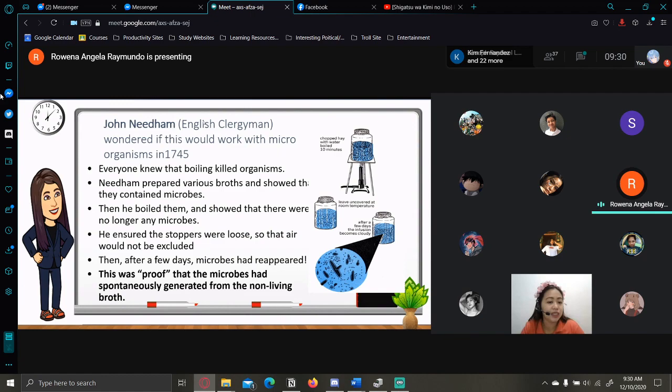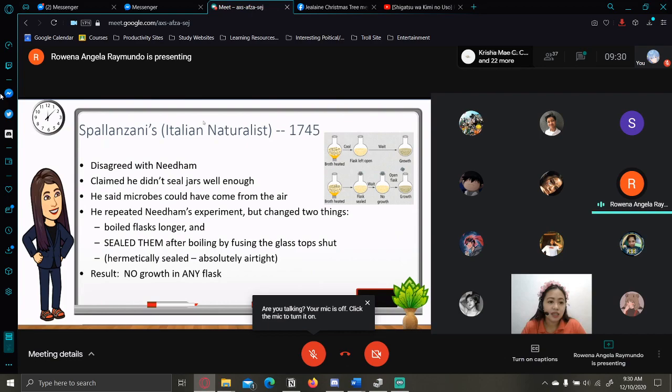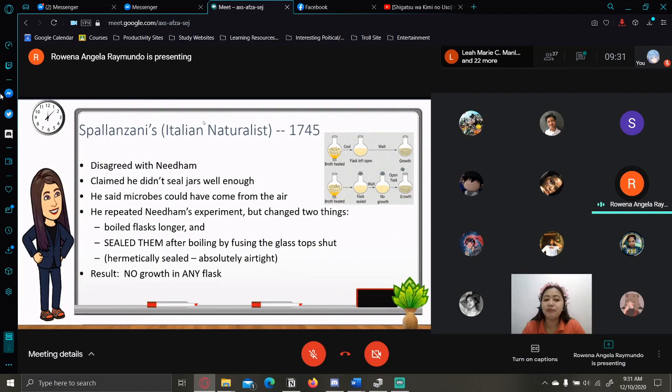Until another scientist named Lazzaro Spallanzani. Okay, Lazzaro Spallanzani is an Italian naturalist. So, hindi siya nag-agree kay Needham. So, ang ginawa niya, inulit niya yung experiment ni Needham. Okay, but this time, ano yung naging loophole ni Needham? Diba? Hindi niya sinil ng maayos yung kanyang flask.